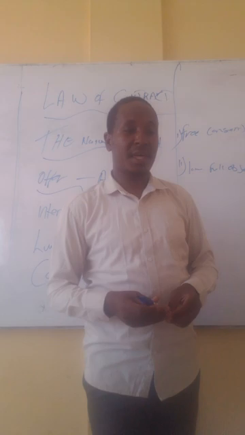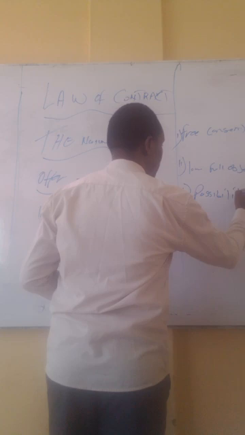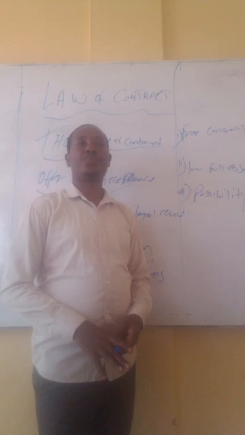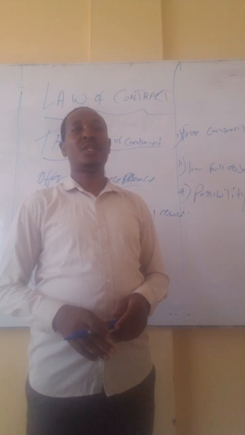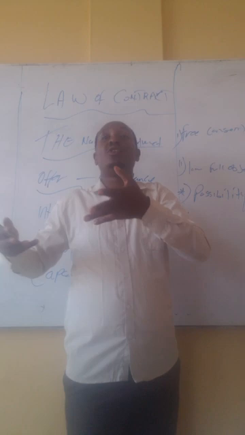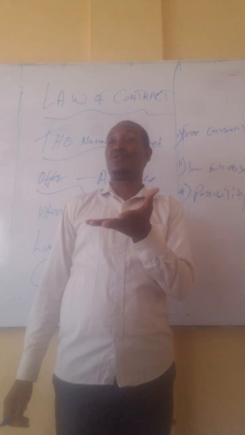The other one is possibility of performance. Whatever contract we enter into, whatever agreement you want to enter into, it must be something doable. We cannot enter into a contract whereby you are supposed to give me your heart, literally pluck it out of your body and give it to me. Why can't you do that? Because by so doing, if you remove your heart and give it to me, what will happen to you? You'll be offering yourself.